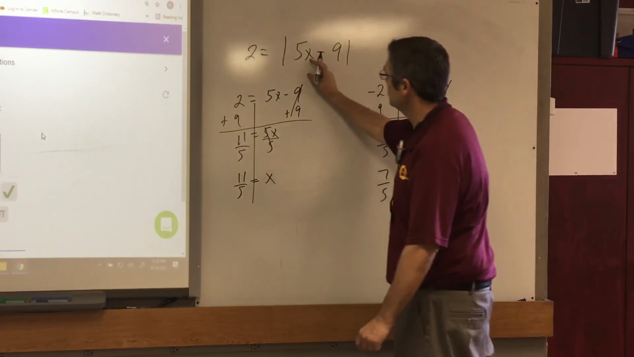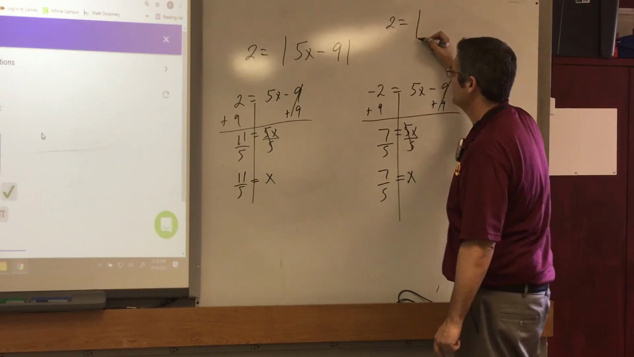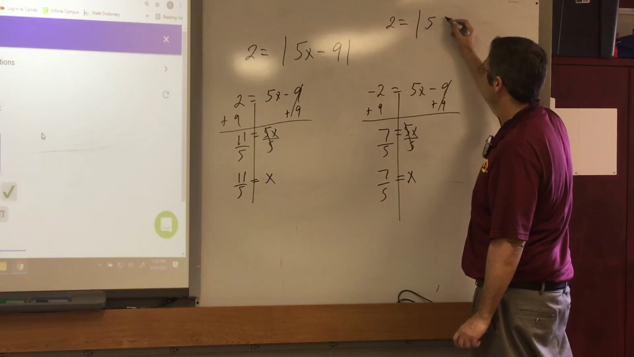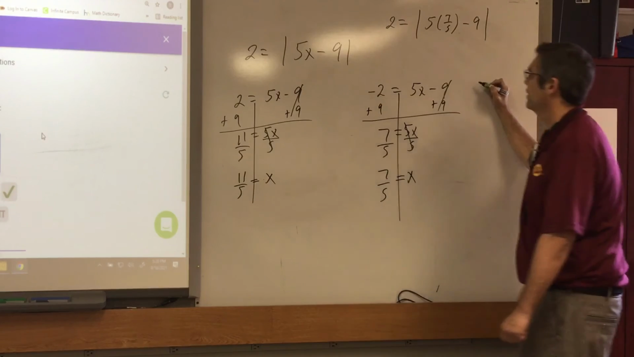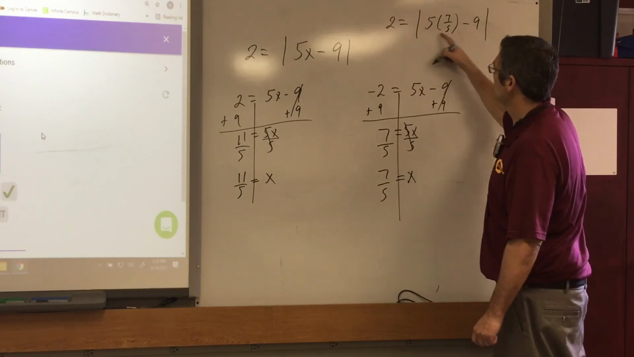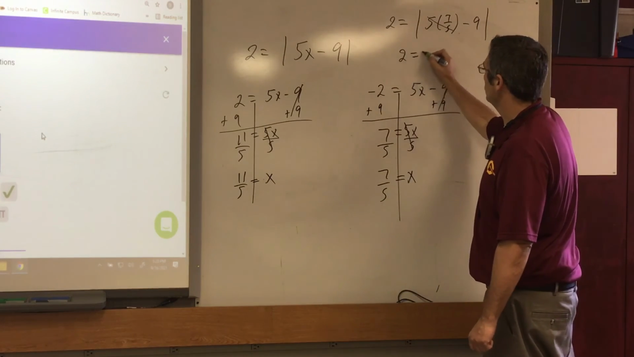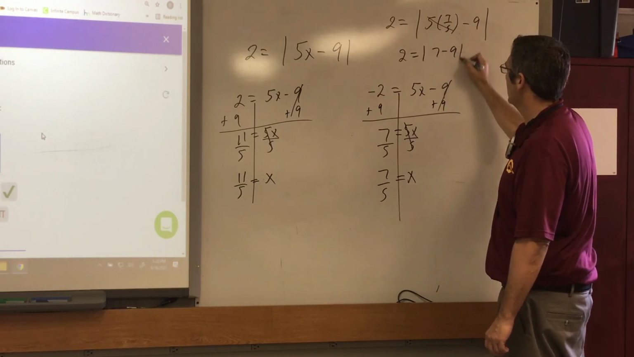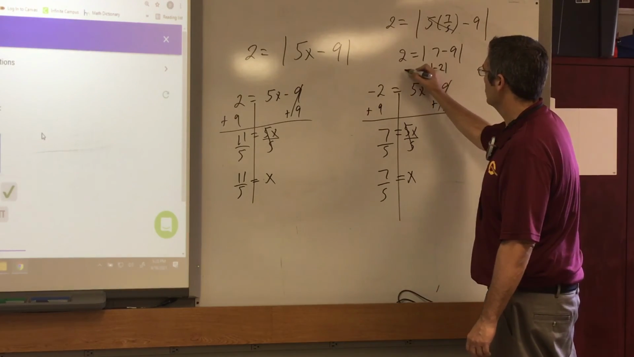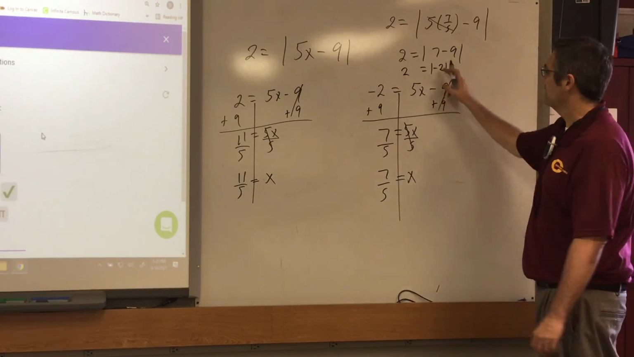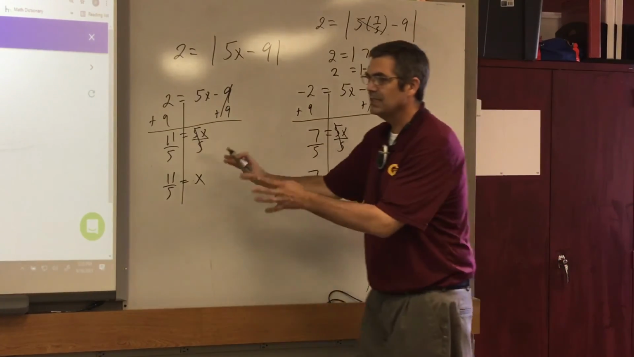Now I could take this and substitute it back in there, and I'm going to do that with this one real quick. Look, 2 equals the absolute value of 5 times 7 over 5 minus 9. Again, see how these 2 things cancel out? That gets you 2 equals the absolute value of 7 minus 9. Well, 7 minus 9 gets you negative 2 inside there, equals 2. The absolute value of negative 2 is 2, so we have a good answer. Okay, so now let's plug these into here.